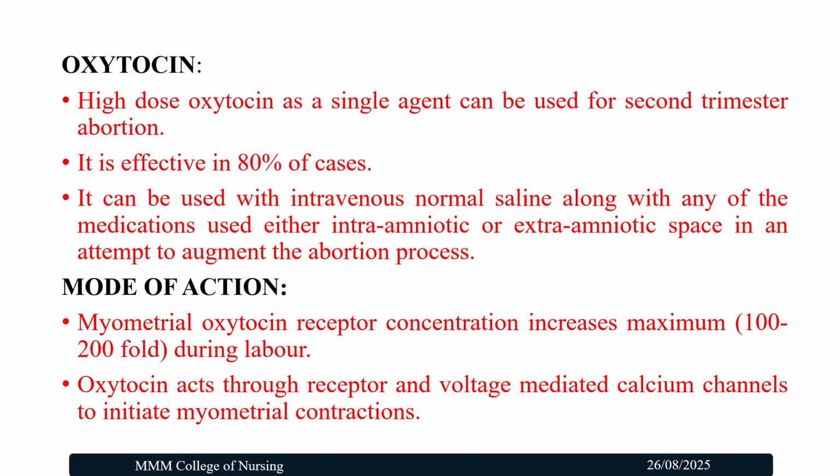And the mode of action is that myometrial oxytocin receptor concentration increases a maximum of 100 to 200 fold during labor. Then oxytocin acts through the receptors and voltage mediated calcium channels to initiate myometrial contractions.